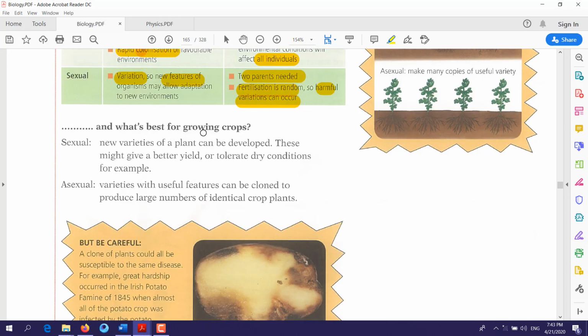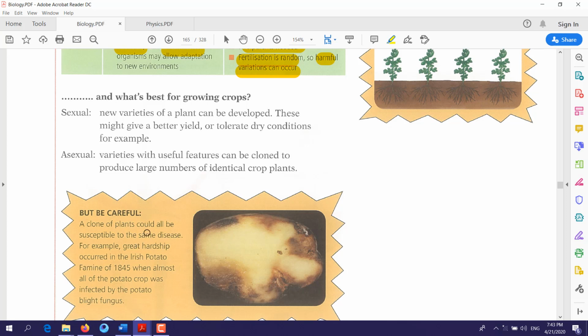And what's best for growing crops? Now, which one is better? Which way is the best way for growing crops? Is it sexual or asexual? Now, in sexual we said new varieties of plant can be developed. Okay, this might give a better yield, or tolerate dry conditions, for example. Okay, but in asexual, varieties with useful features can be cloned to produce a large number of identical crop plants.